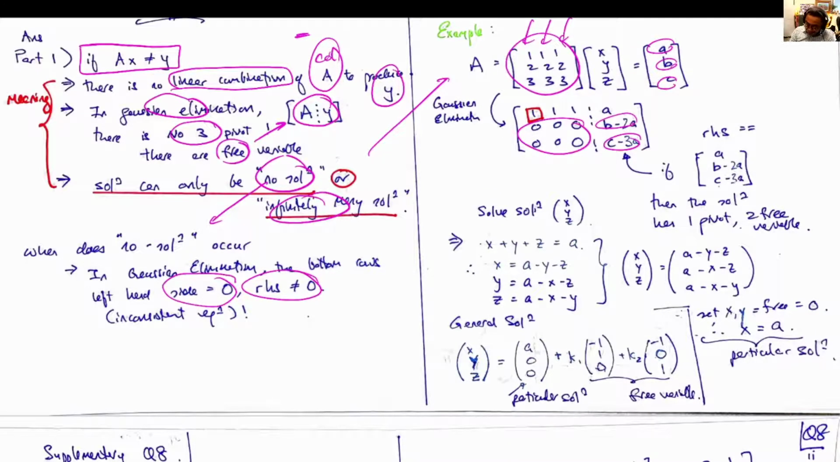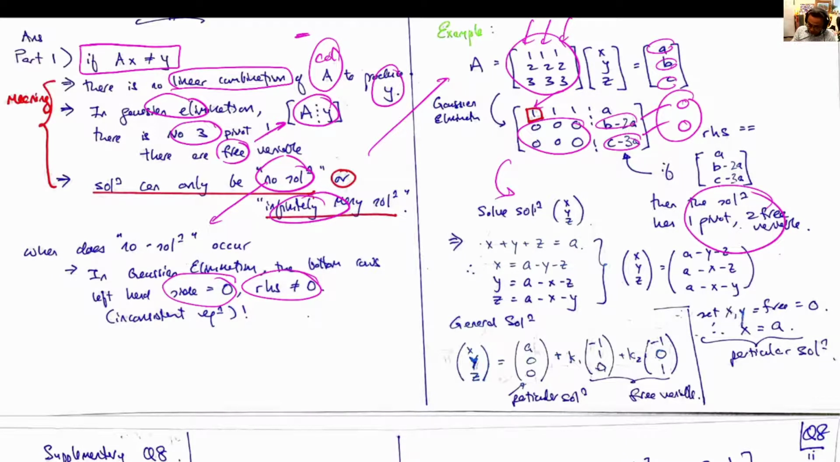For this system to have a solution, these entries must be 0. If they are not 0, then the system of equations is inconsistent. So if they're inconsistent, then there's no solution. If they are consistent, then we are left with 1 pivot and 2 free variables. Here is how we solve for 1 pivot, 2 free variables.